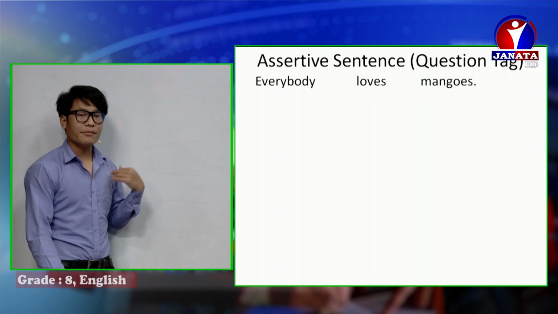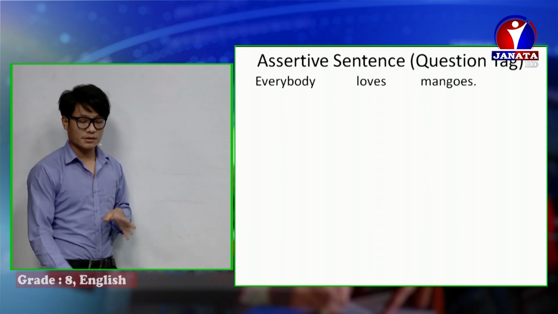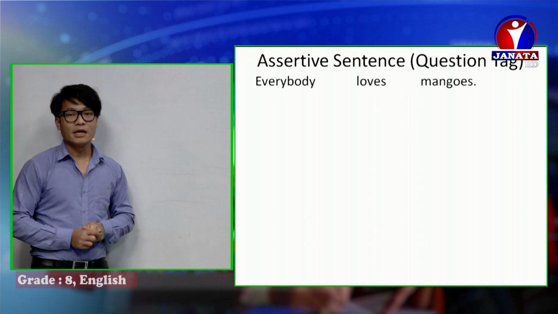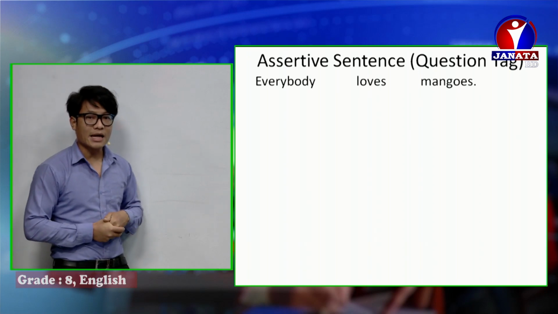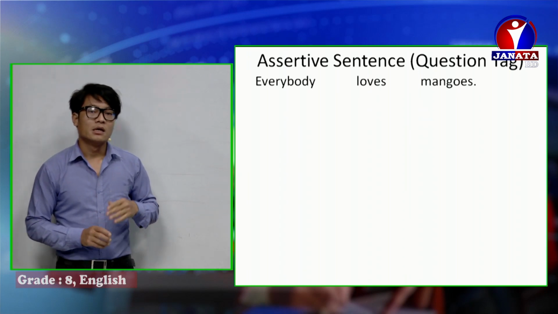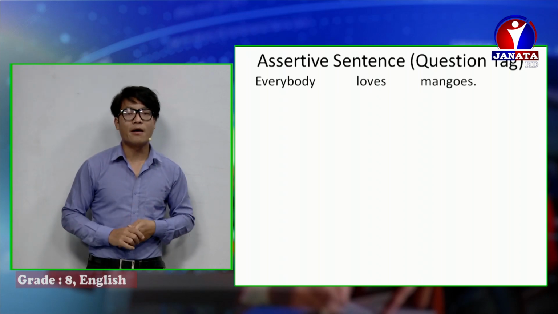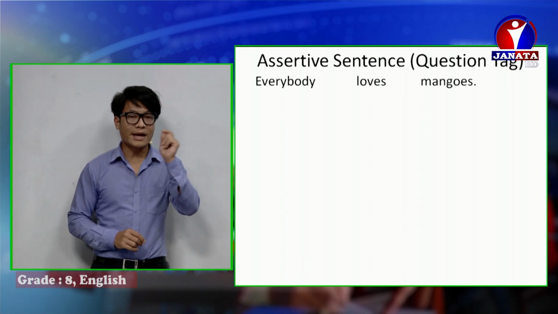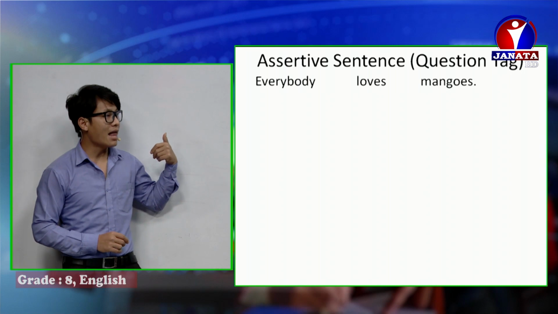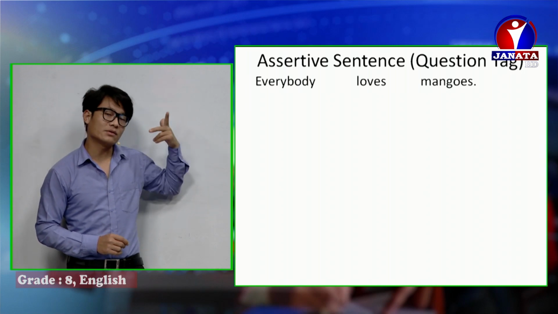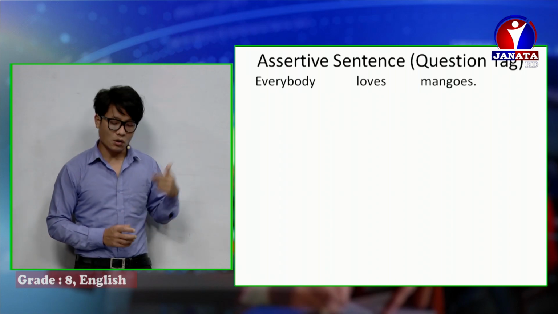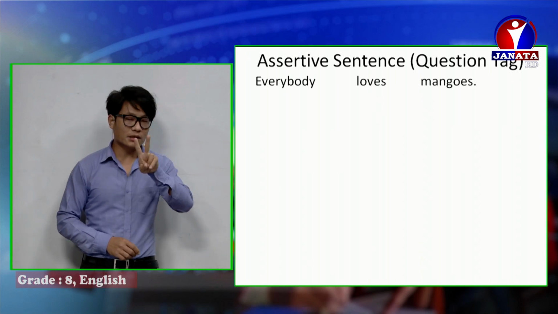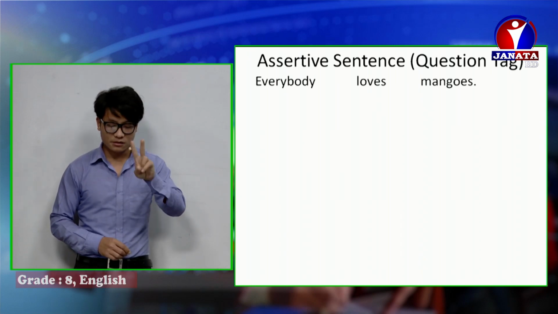So let's start. You can see here, this side: everybody loves mangoes. Obviously this is simple present, and I have told you that the simple present's auxiliary verbs are do and does. You can see here LOVES, loves, verb 5. That's why it's simple present. So it has two auxiliary verbs, one is do and the other is does.